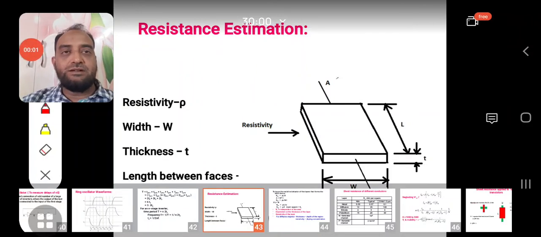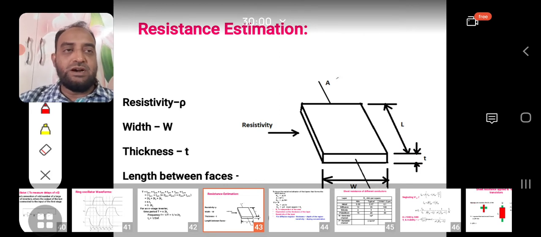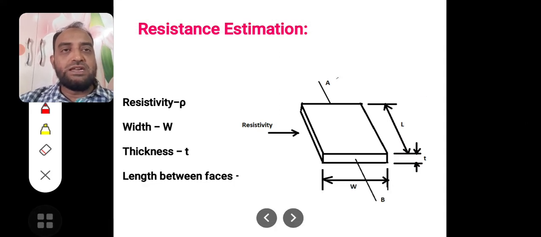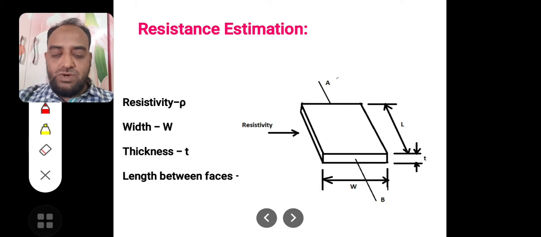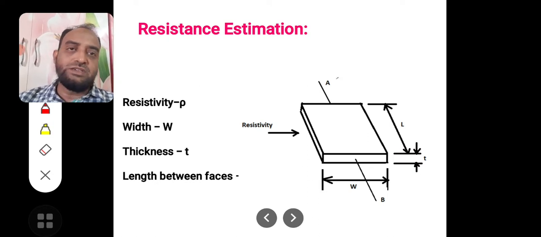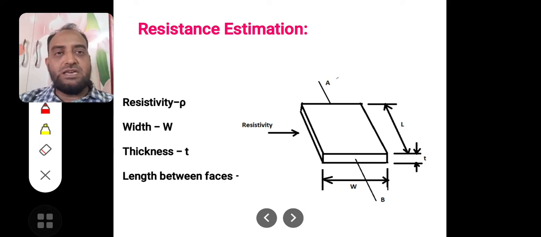Hello, welcome back. In this lecture, we'll discuss delay time estimation of a MOS transistor. To know the delay time, we need to know the value of resistance that is offered by a MOS layer and the capacitance that it will involve. So RC both together will give you the delay. The first and foremost thing that you need to understand is the sheet resistance concept.